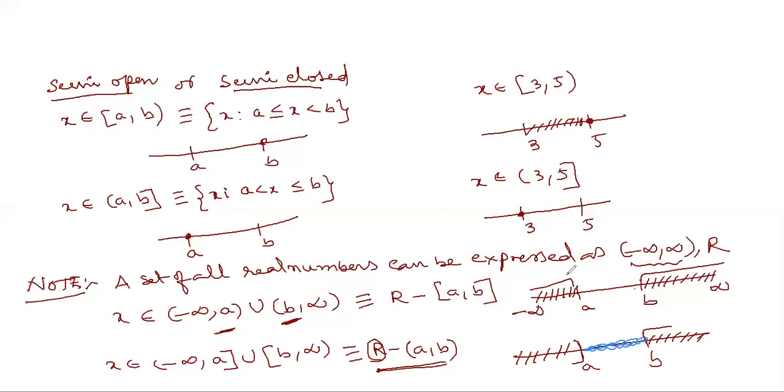Now in the case of the previous one, minus infinity to A and B to infinity, A is not included and B is not included. How to write? The entire minus infinity to plus infinity, in fact the entire R, minus we are subtracting closed A and closed B. So let us see the next one.